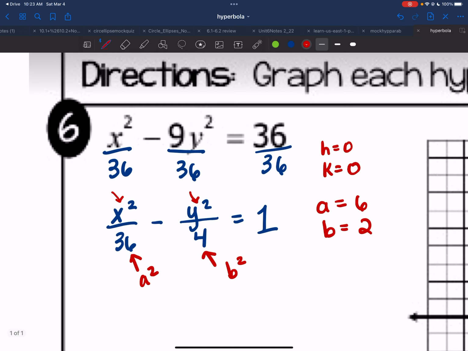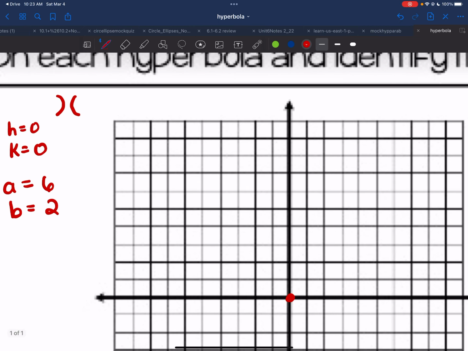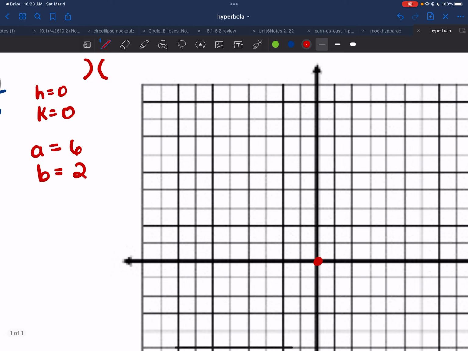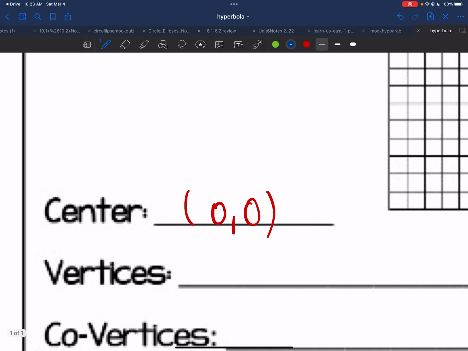And I need to find out what's leading. My x is leading. And so with my x leading, I know that the shape of my graph is going to be symmetrical around my x-axis. So my vertices are going to go left and right. So I have a is 6. I'm going to go 1, 2, 3, 4, 5, 6 to the right and 6 to the left. And so those are my vertices. Before I get too far, I'm going to go ahead and label those vertices. So I have negative 6, 0, and 6, 0.